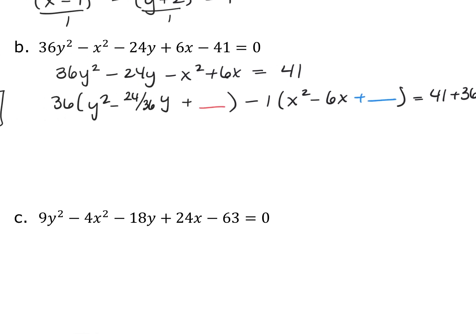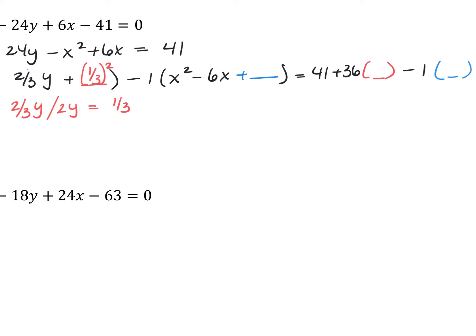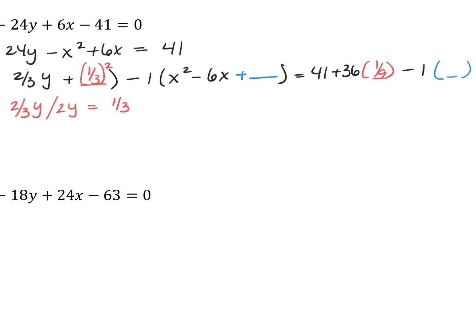So we know that 24 over 36 is going to reduce to 2/3. So I'm just going to erase this and write it as 2/3. Now remember, to find that blank piece, I need to do 2/3 y divided by 2y. So I can figure out what my y value is. And when I do that, I get 1/3. So I know I'm going to put in 1/3 the quantity squared here, and 1/9, or in other words, 1/3 the quantity squared there.